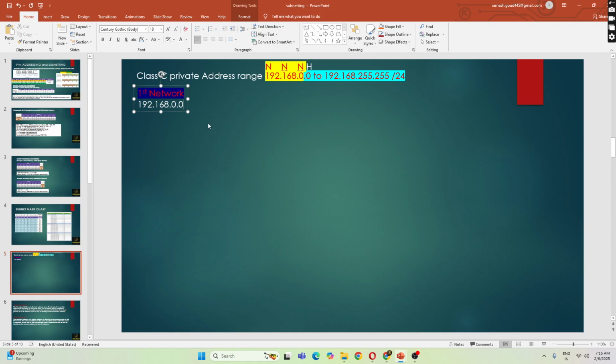192.168.0.0. This is the first. It will start from 0.0 and then 192.168.0.1, right? And then 192.168.0.2. Understood? These first three are fixed. It's a class C, right? These first three are fixed.